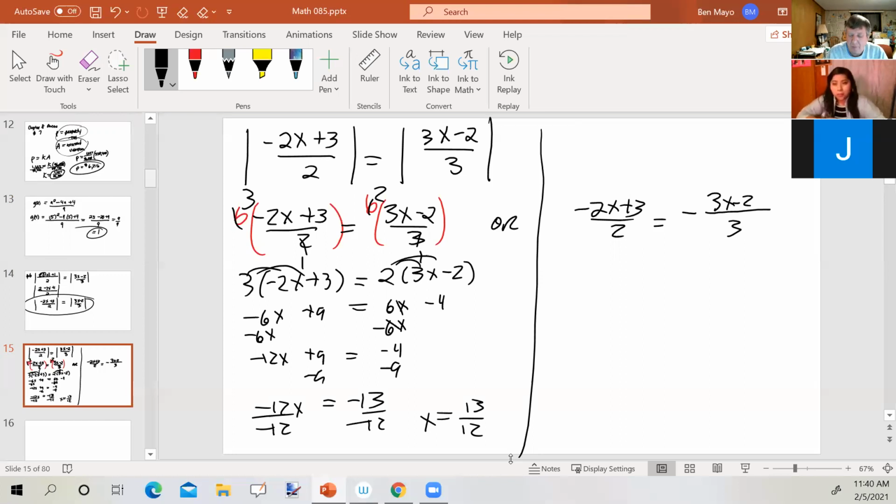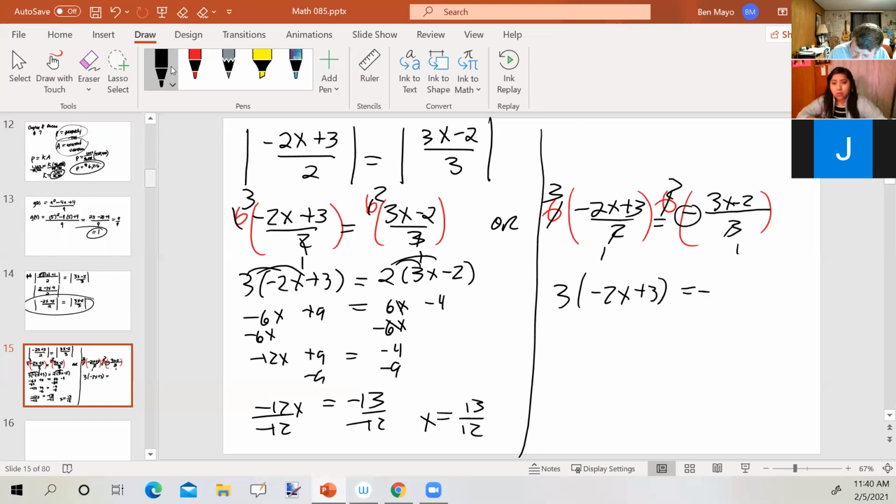All right, we'll come back and check that if you want in a bit. Second equation, to solve it, I'm going to multiply both sides by the LCD, which is 6. 6 over 2 is 3 over 1. 6 over 3 is 2 over 1. So I've got 3 times the quantity 2x plus 3 equals. Now, there's a negative sign outside, so instead of saying 2 times -1, I'm going to make that -2 times 3x minus 2.